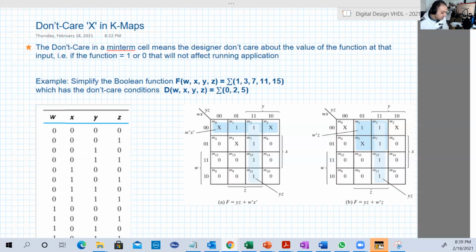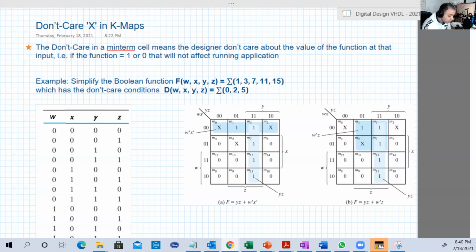Here we have a function of four variables, w, x, y, z. It's a sum of five minterms: 1, 3, 7, 11, and 15. And you have don't cares at 0, 2, 5. I mean, at minterm 0, minterm 2, or 5, you don't care about the value of the function, whether 0 or 1.